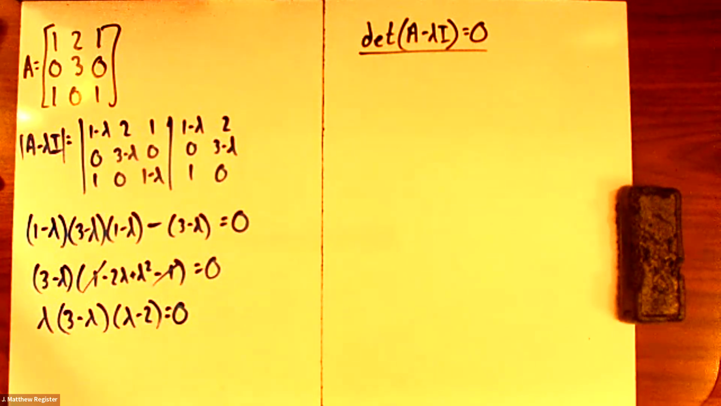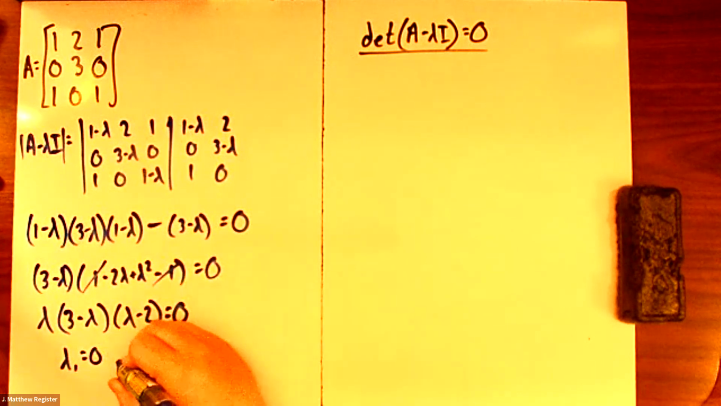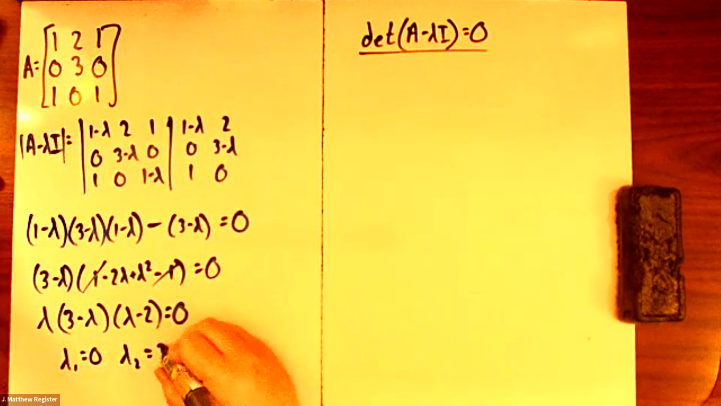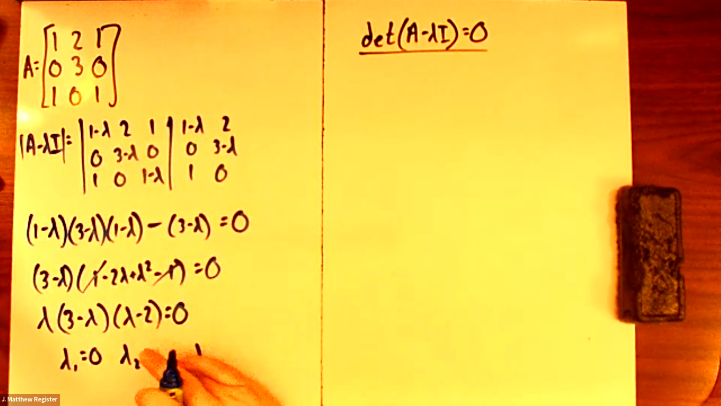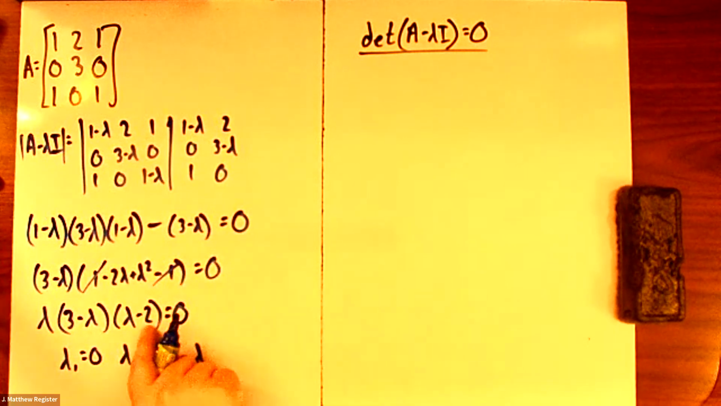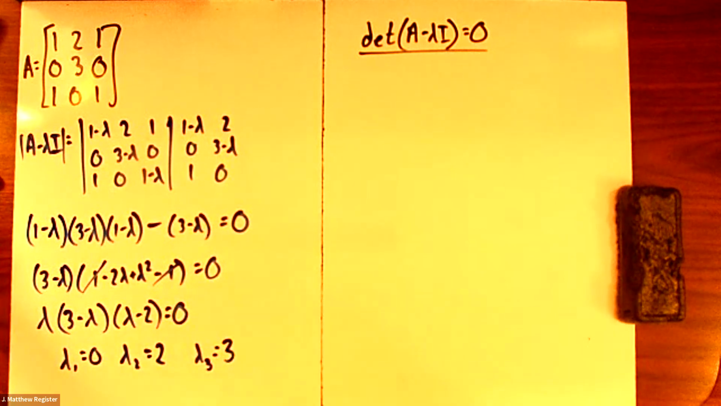So we have three eigenvalues. Lambda 1 equals 0. Lambda 2 equals 3. Lambda 3, I'm going to swap these just to make it a little bit easier to recognize. Lambda 2 equals 2, and lambda 3 equals 3. Because at 2, we get 0, at 3, we get 0, and at 0, we get 0.